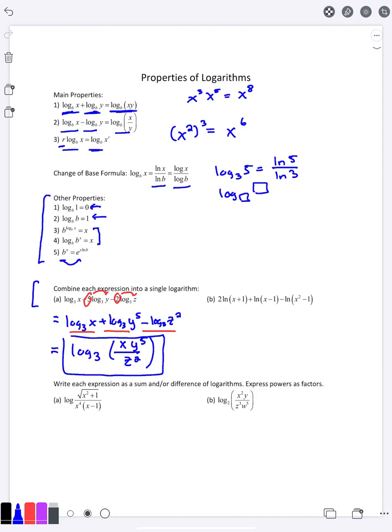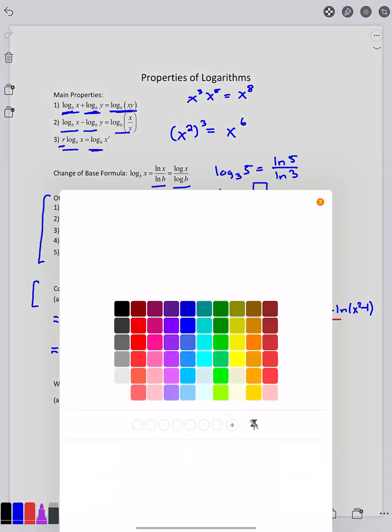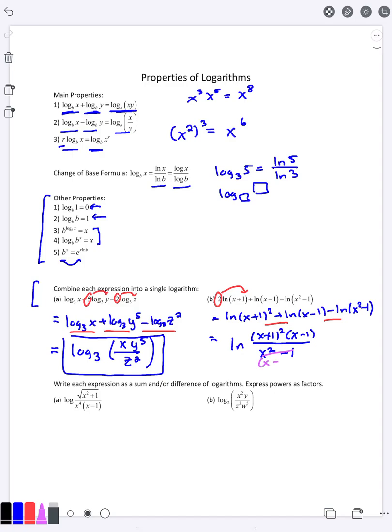Similarly, on the second one, we look for any coefficients to become exponents, and that's about it there. This then becomes ln (x plus 1) squared plus ln (x minus 1) minus ln (x squared minus 1). And then we have our pluses and our minuses by combining logs to being multiplying and dividing. So I'm going to have (x plus 1) squared times (x minus 1) over (x squared minus 1). The difference here, though, is that you can actually factor this. So x squared minus 1 is (x plus 1)(x minus 1). I can then do some cancellations here. And the final simplified answer would just be ln (x plus 1).